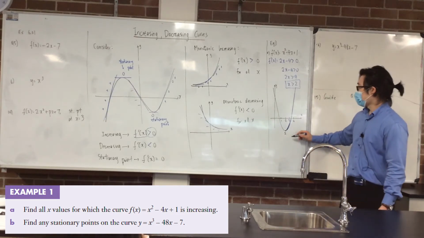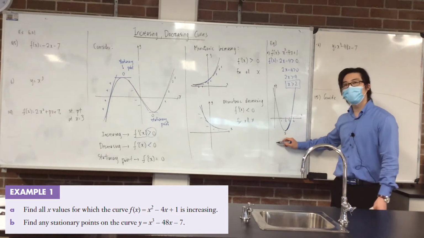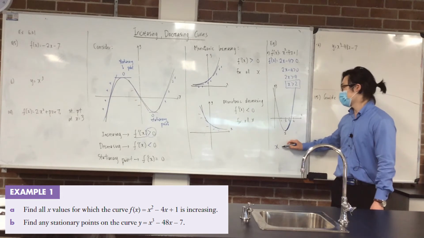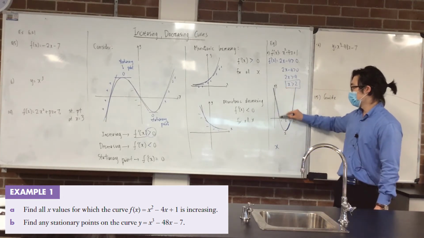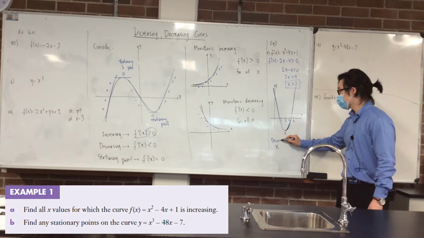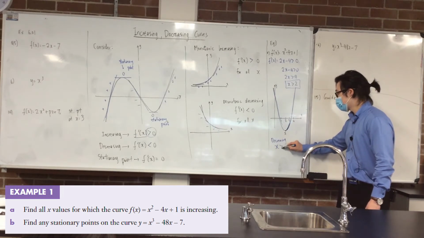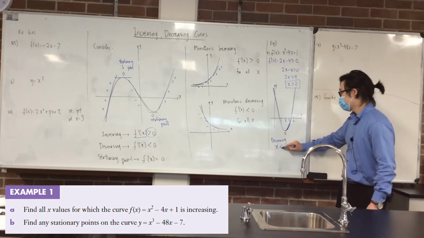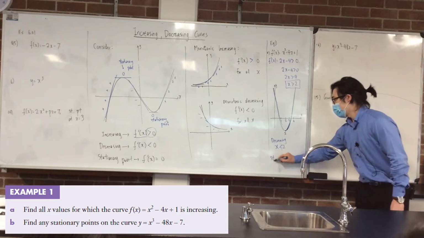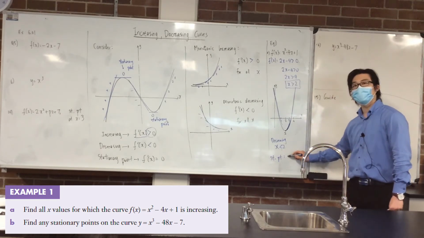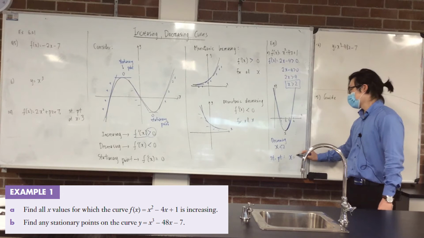Similarly, girls, what would be the answer for which points the curve is decreasing? So this side. Yeah, so for decreasing, it will be x less than 2. And the stationary point, girls, where's the stationary point? At x equals 2. Okay?